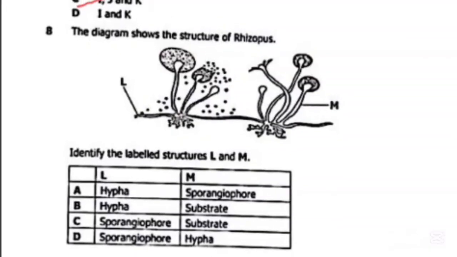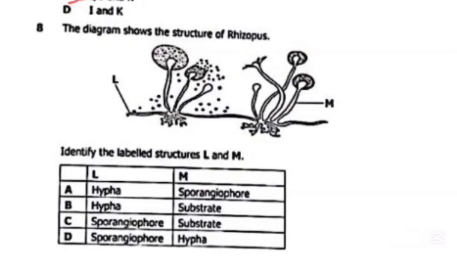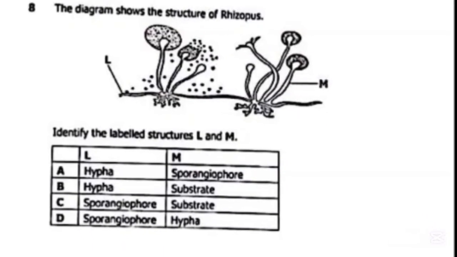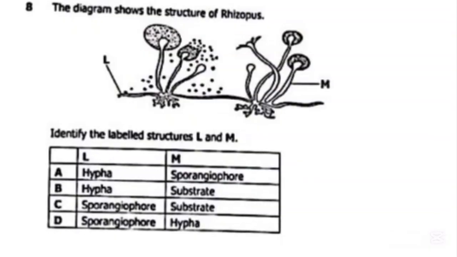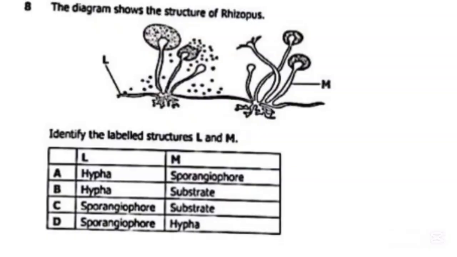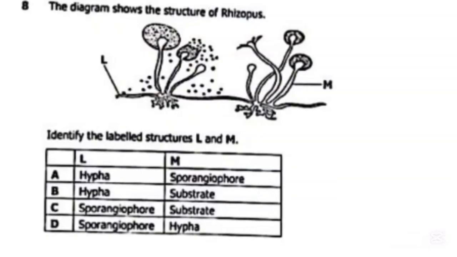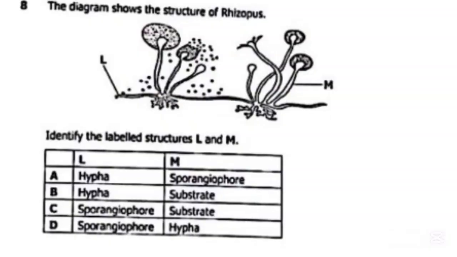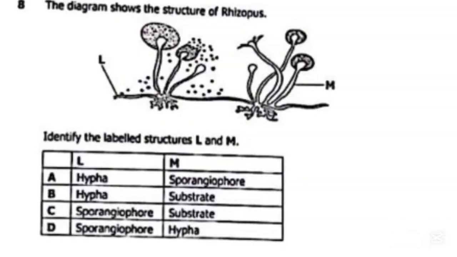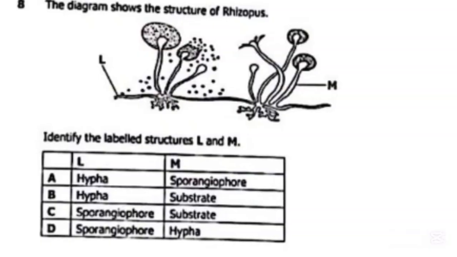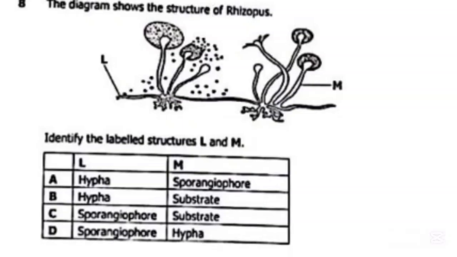Moving on to question 8. The diagram shows the structure of a rhizopus. So here we are seeing the structure of a rhizopus. Identify the labeled structures L and M. So what is L? L is what is known as the hypha. The hypha is responsible for secreting digestive enzymes on the what? On the substrate.